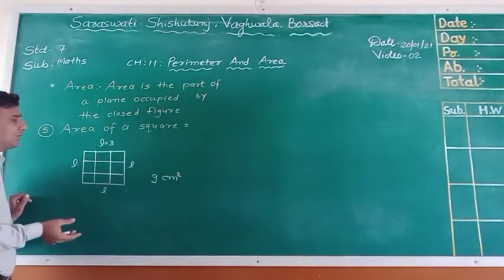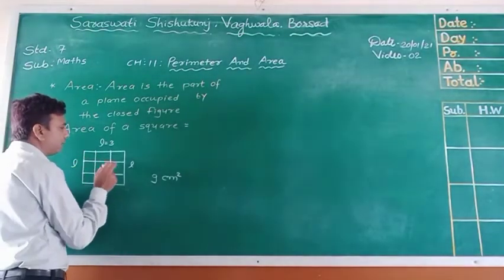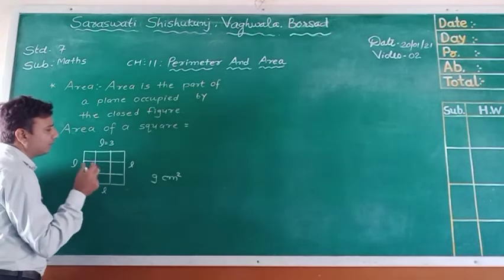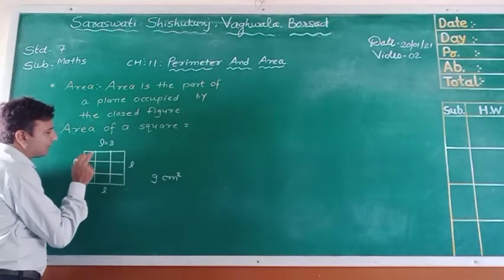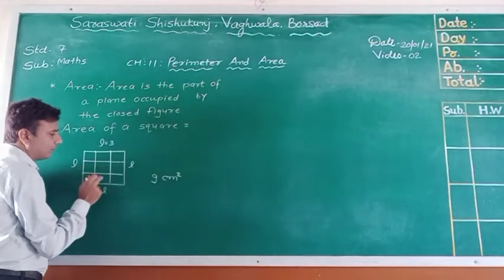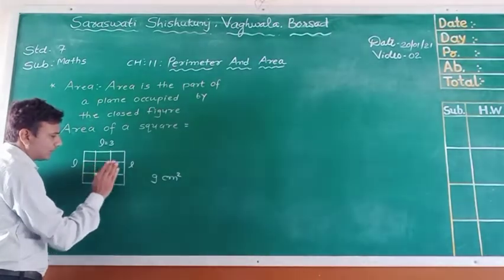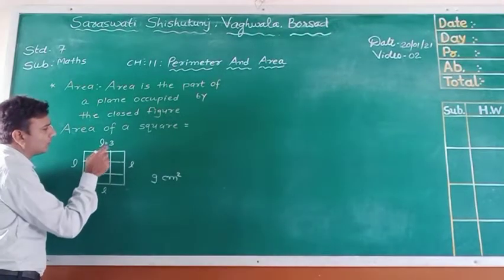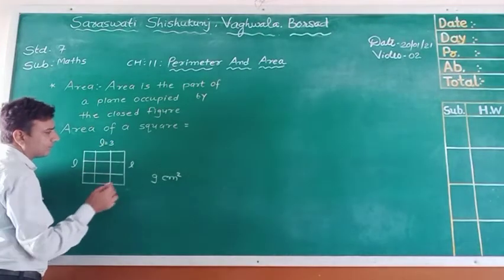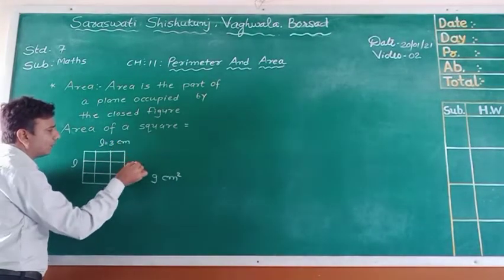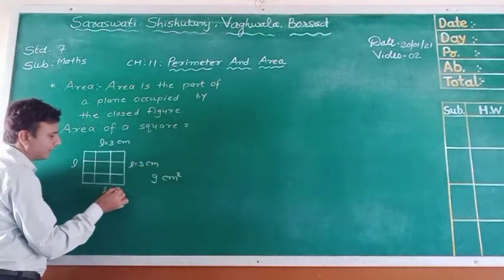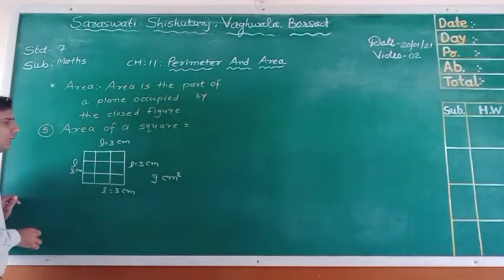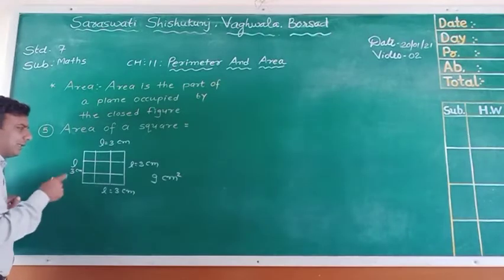But students, we have taken blocks here only so that we can understand better. If blocks are not given and we want to find this figure's area, how can we find it? Simple. If we know this length measurement is 3 centimeters, and this also 3 centimeters, 3 centimeters, 3 centimeters. Otherwise, in another method I can find this area.